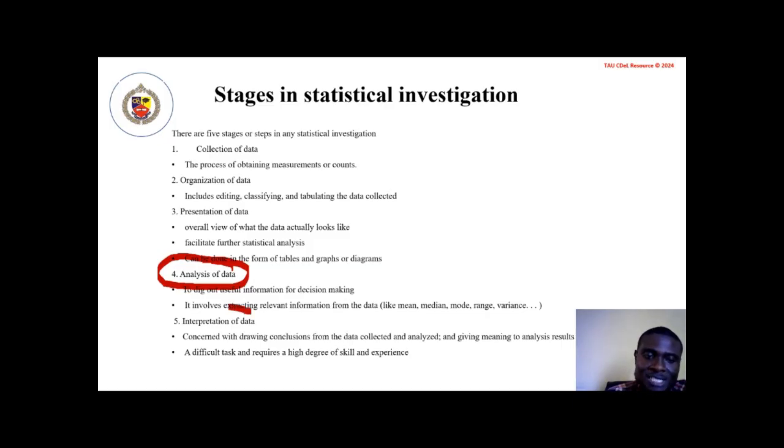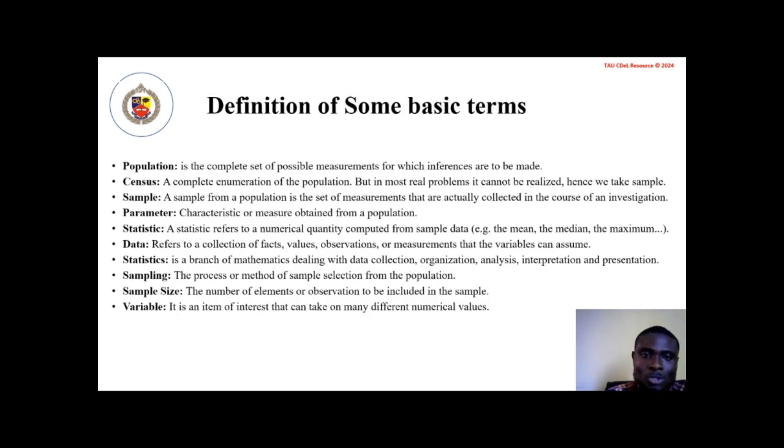Another important ingredient is point number 5, interpretation of data. You must know how to interpret data. Very, very important. In fact, it is a skill on its own that you must have as a biostatistician in the making. So, definition of some basic terms.